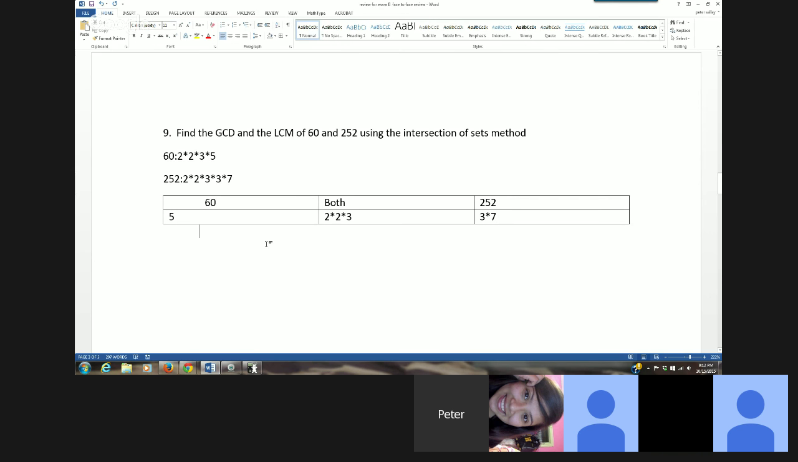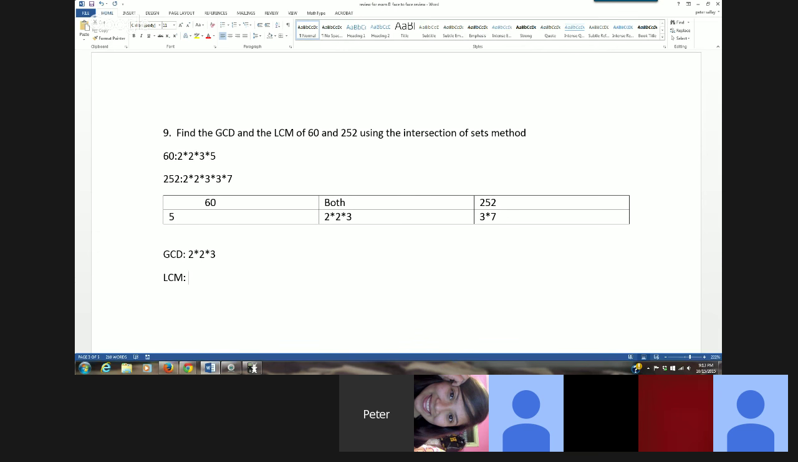Okay? So the GCD is the both part, so that's 2 times 2 times 3, and the LCM is just collecting up all of it. So 2 times 2 times 3 times 3 times 5 times 7. I just collect up all of these numbers that would generate the LCM.